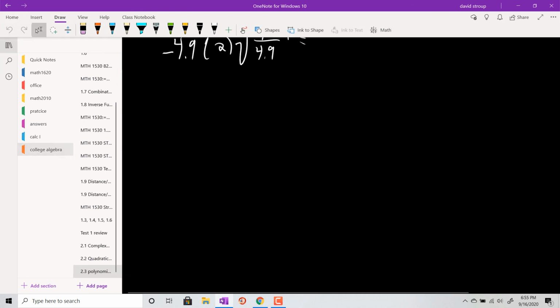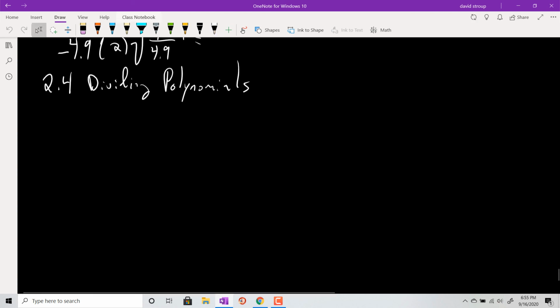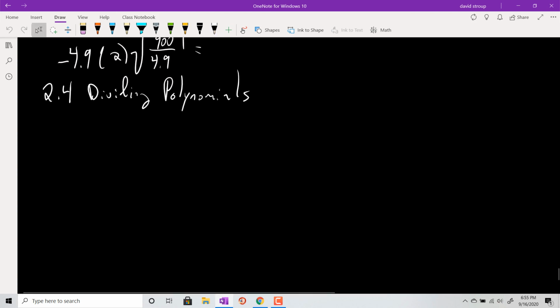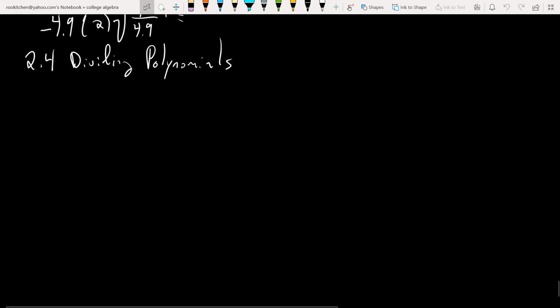Okay, so let me clean this up. It's section 2.4, dividing polynomials. And we'll also have some theorems and synthetic division in here, which is kind of a short way to do polynomial division. Okay, so let's dive right in and take a look. First we have the normal run-of-the-mill long division type problems.